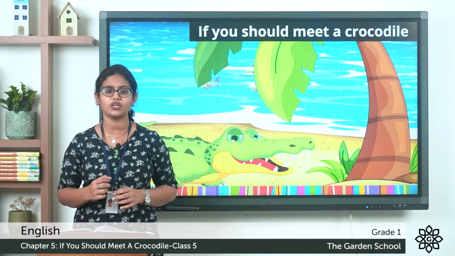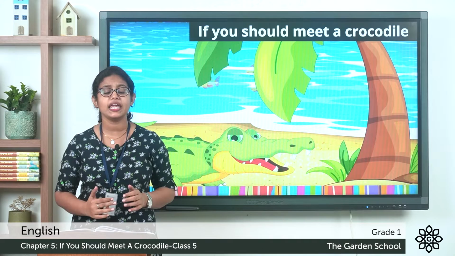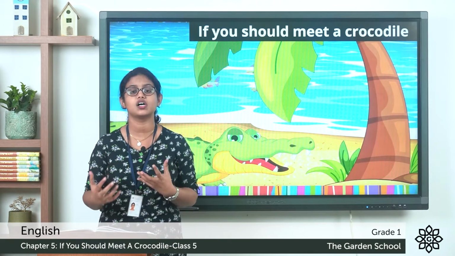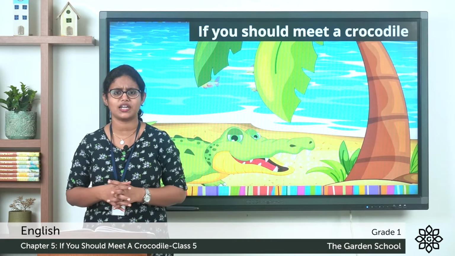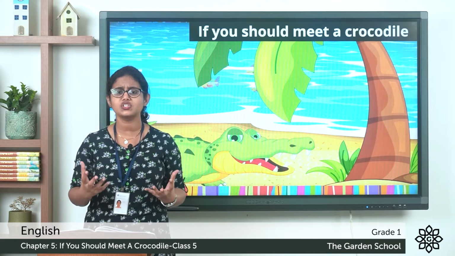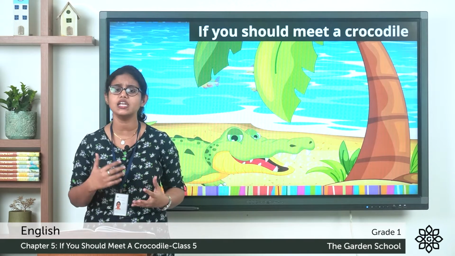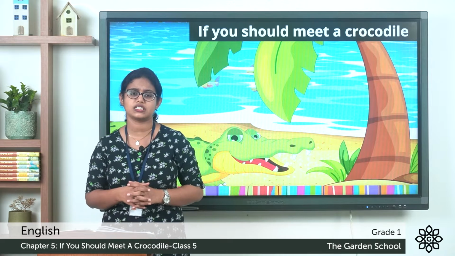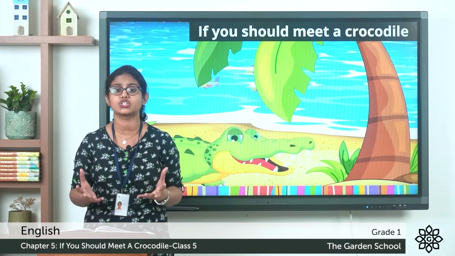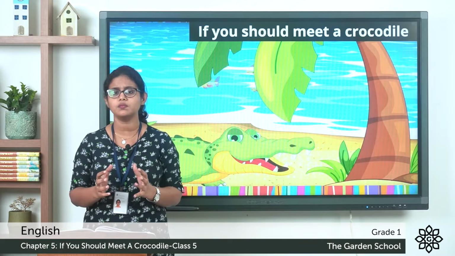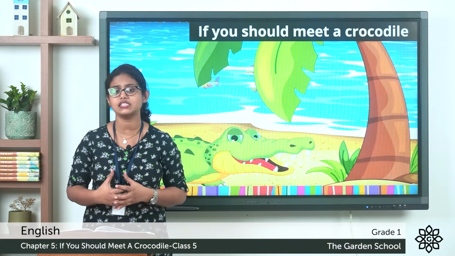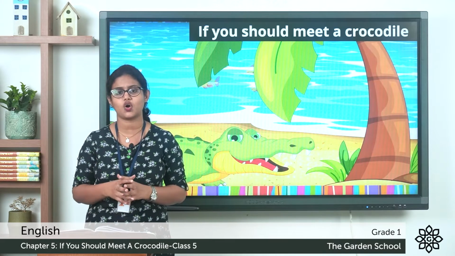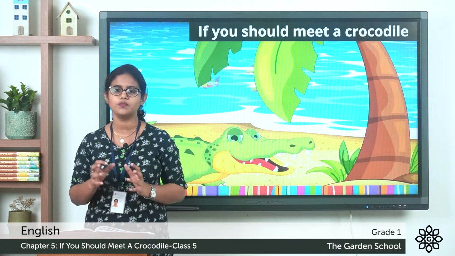So coming to page number 69, that is the poem. What is the name of the poem? The name of the poem is If You Should Meet a Crocodile. So this poem is about a crocodile. Have you seen a crocodile? A crocodile is a large animal that mostly lives in water. You can see them near lakes, rivers, etc. It has a flat tail and sharp teeth. So this poem tells us about the do's and don'ts when you meet a crocodile. So let's read this poem first.